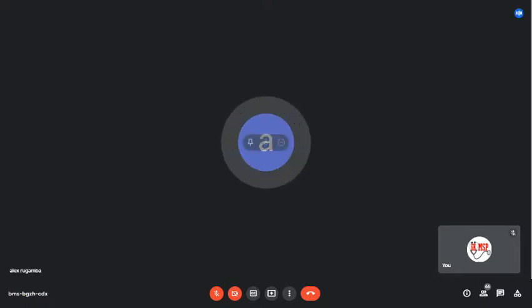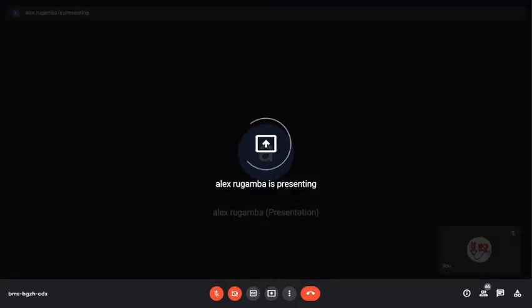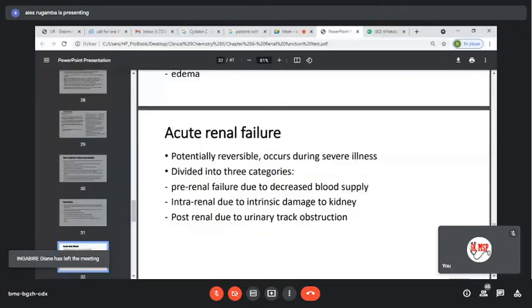So acute renal failure occurs during severe illness. So it's acute because it's severe actually. It's very simple. And it's divided into 3 categories. You may divide it as pre-renal failure due to decrease of blood supply, intrarenal due to damage of the kidney, and post-renal due to urinary tract obstruction.